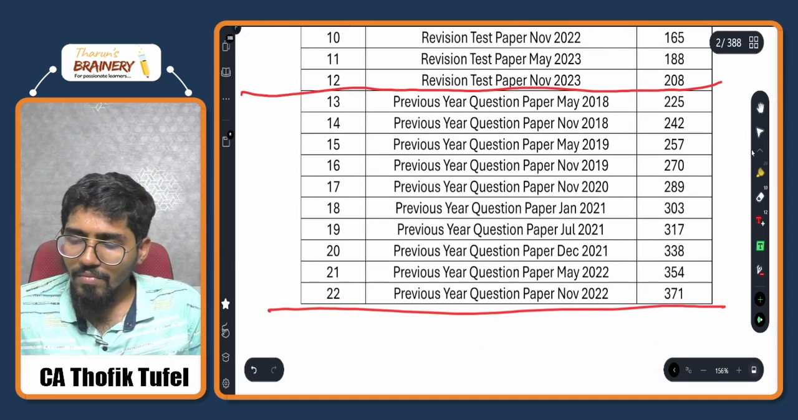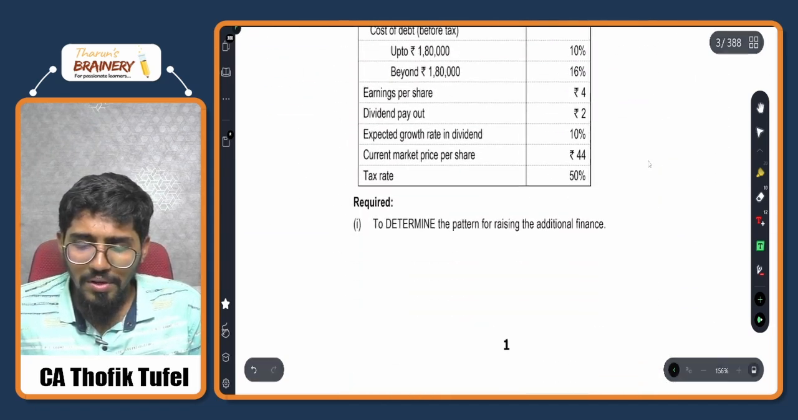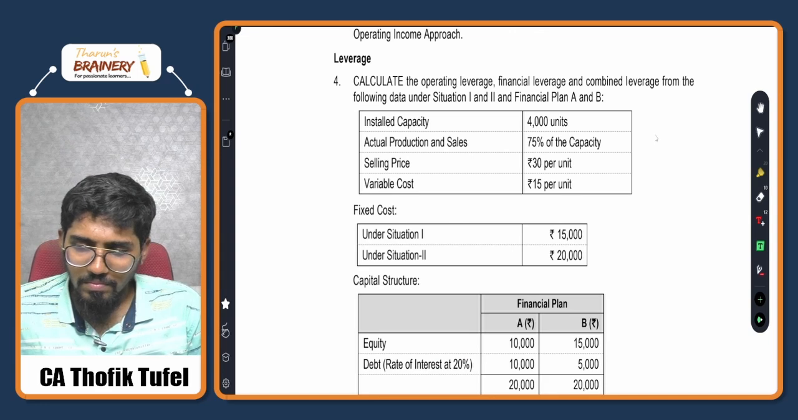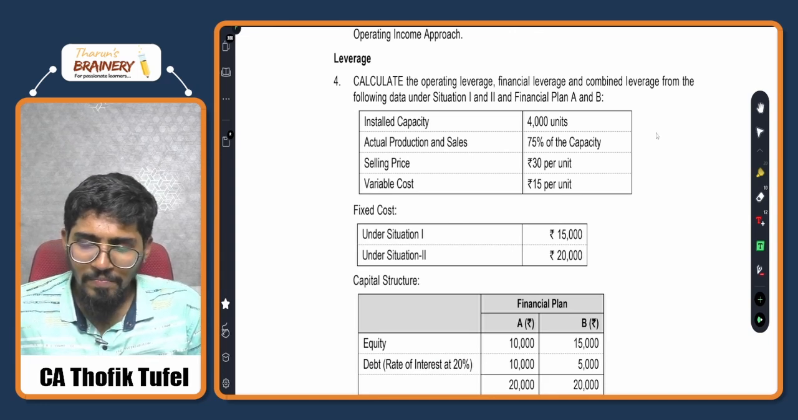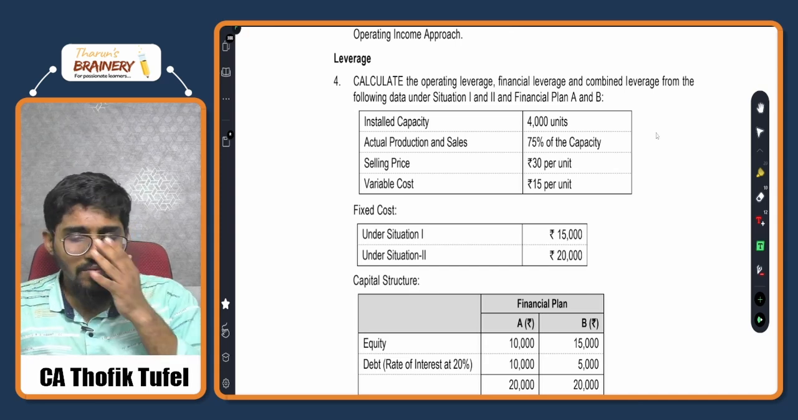Now without wasting any time, let us go into leverage. Let us see this problem.